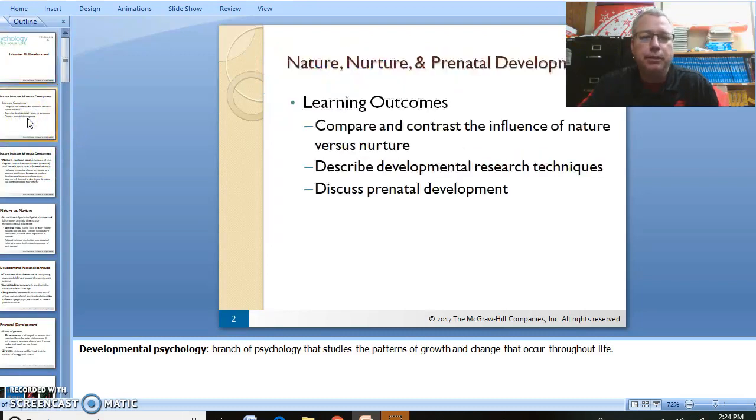So number 1, learning outcomes. Compare and contrast the influences of nature versus nurture, describe developmental research techniques, and discuss prenatal development.